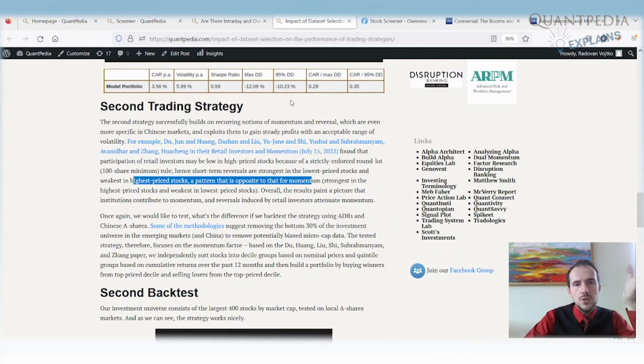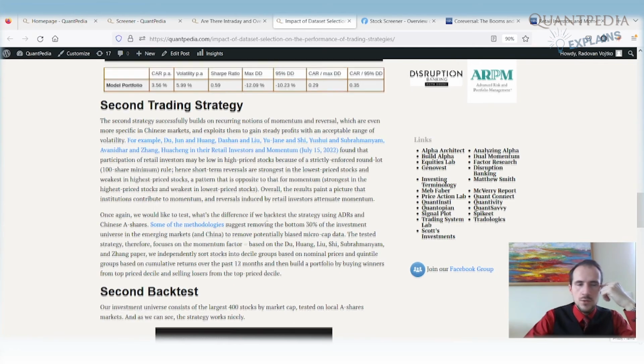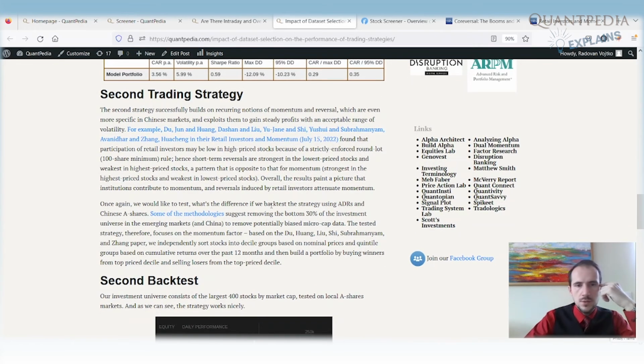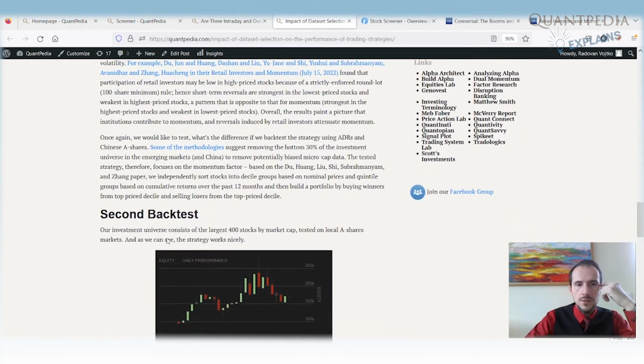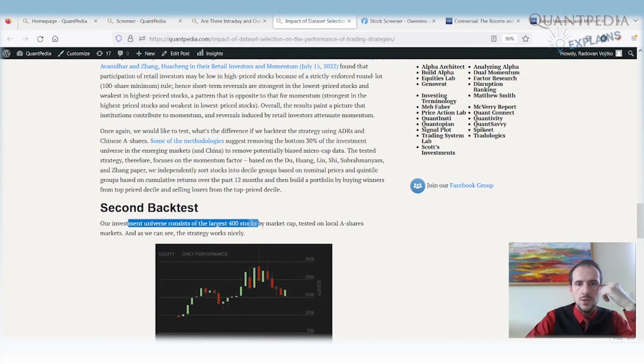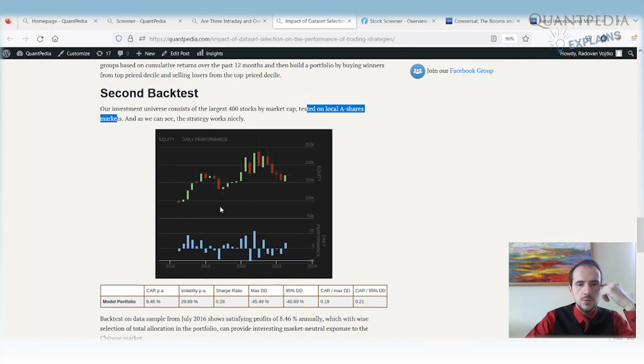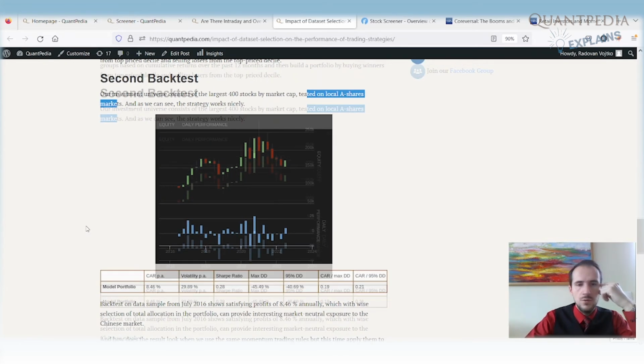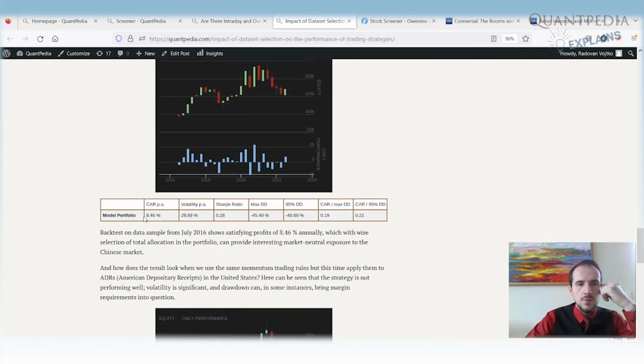On the other hand, we can check the performance of momentum trading strategies in Chinese stocks. So we tried a second backtest. The investment universe consists of 400 stocks by market cap, tested on the local A-shares market, so in the local China market. We can see that the momentum strategy based on the highest-priced stocks performs very well. So we have over 8% performance in the Chinese local market.